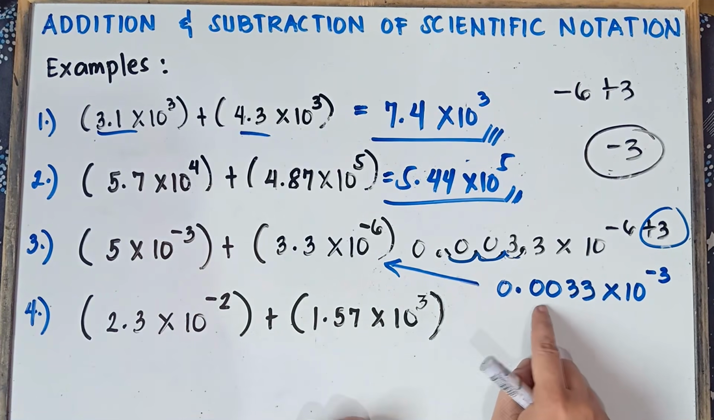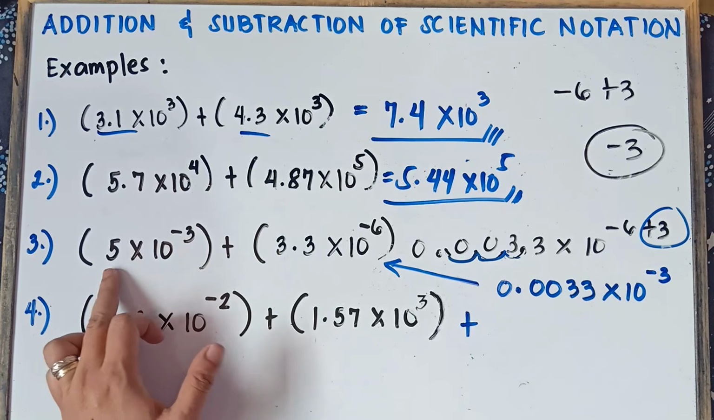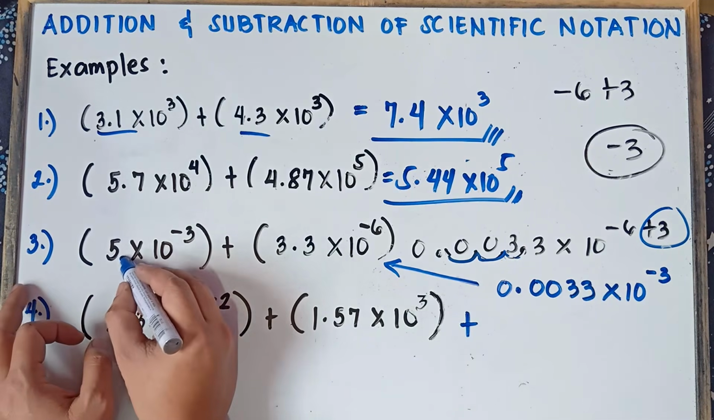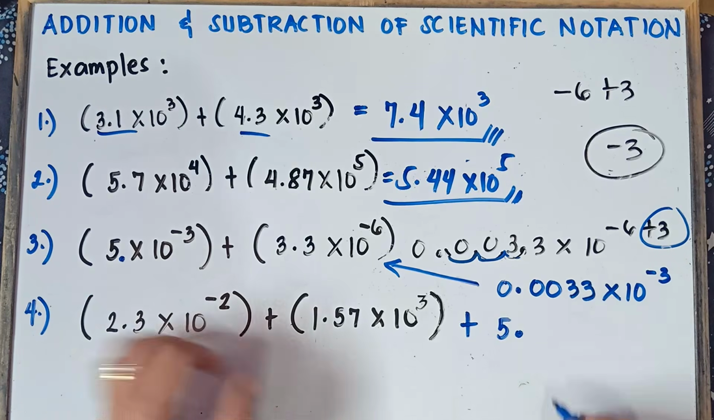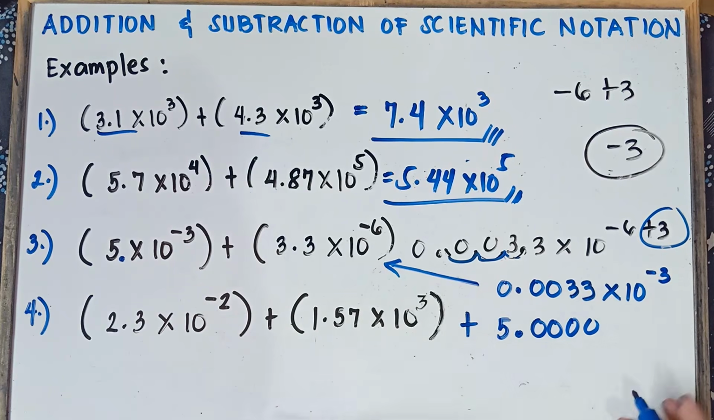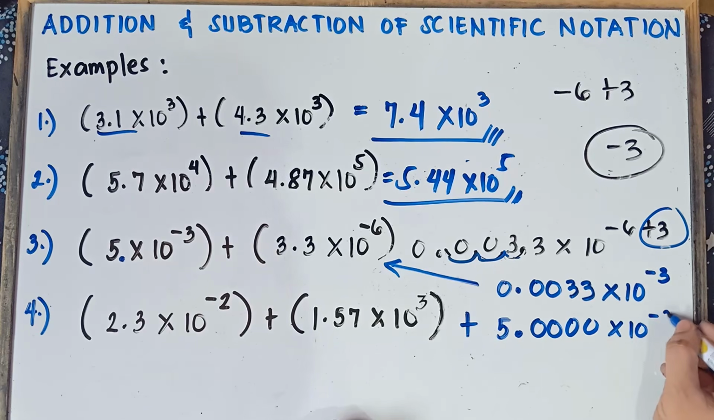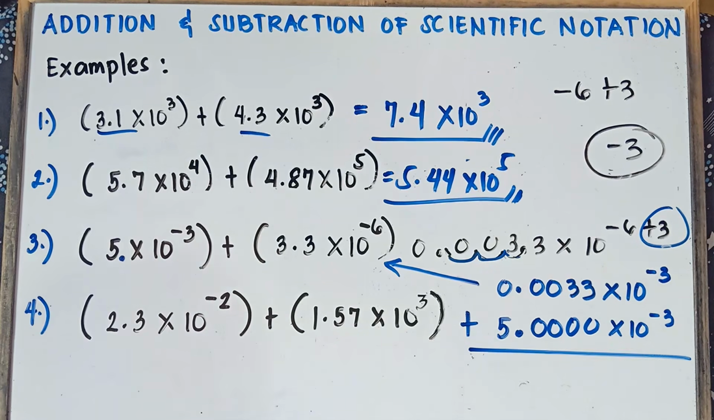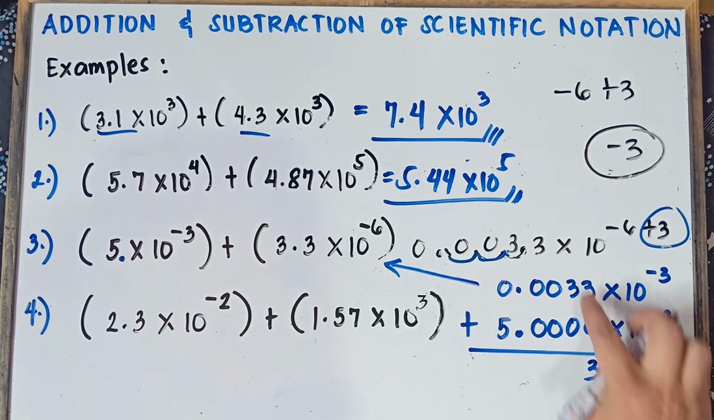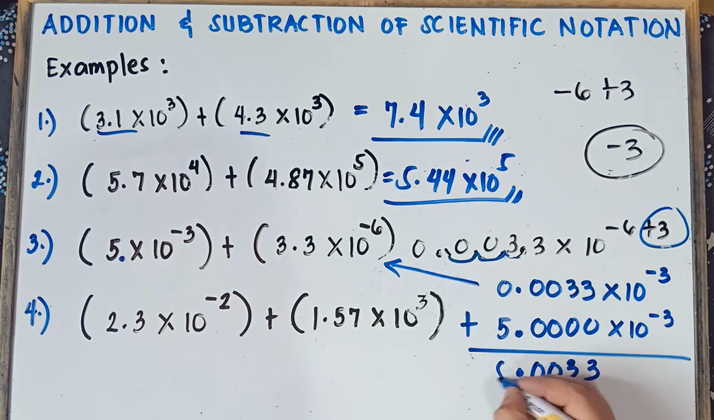So 0.0033 and then plus, simply copy this one. Once again, for any whole number, the decimal point is always after the whole number. The decimal point is here. So this will be 5 point, and then simply add zeros. 5.000 is just the same as 5. So you can put zeros there, that's okay. Times 10 raised to the power of negative 3. And then simply add, class. So 3 plus 0, that's 3. 3 plus 0, that's 3. 0 plus 0 is 0. 0 plus 0 is 0. Copy the decimal point. 0 plus 5, that's 5.